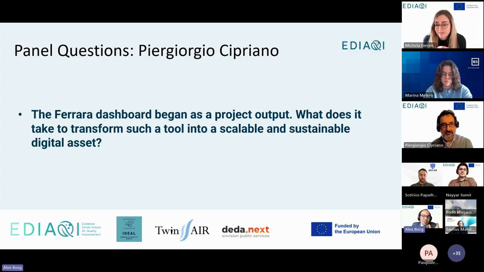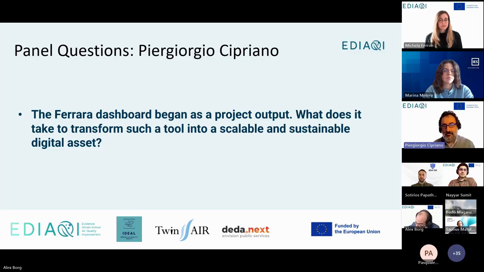The Ferrara dashboard began as a project output, right? But what does it take to transform this tool into a scalable, sustainable digital asset? Thanks, Alex. So that means moving from a prototype into a real digital asset. Turning a dashboard like the one that we prototyped for Ferrara into a real scalable digital asset, in my opinion, requires a paradigm shift. So we need to shift from a deliverable mindset into a platform mindset.